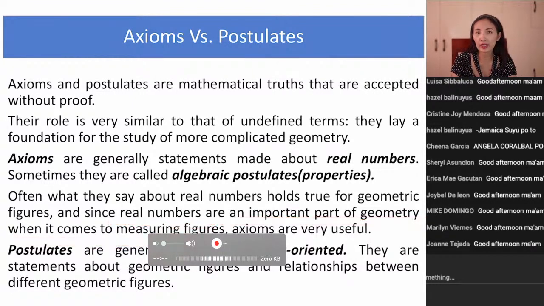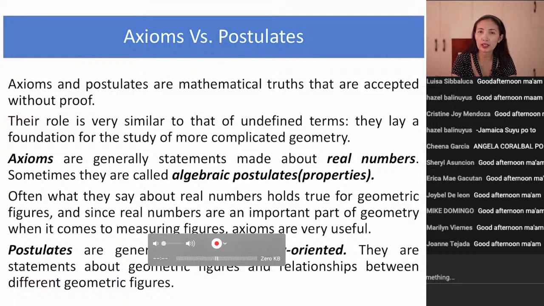So when we speak of an angle, we quantify it in terms of its measurement. For a line segment, in terms of its length. Okay? Postulates are generally more geometry-oriented. So axioms are more related to properties of real numbers. Postulates this time are more geometry-oriented. They are statements about geometric figures and relationships between different geometric figures.